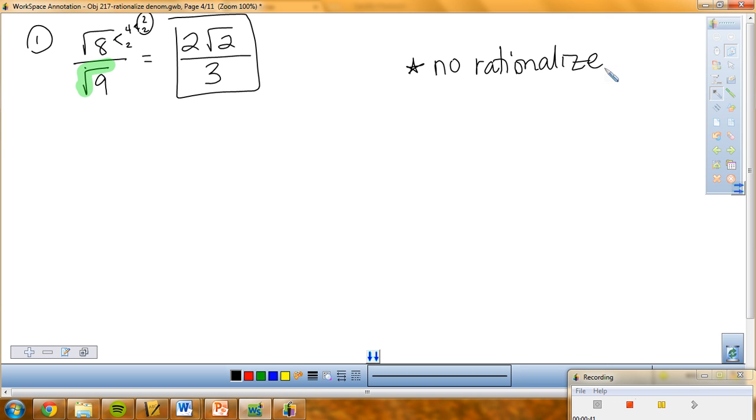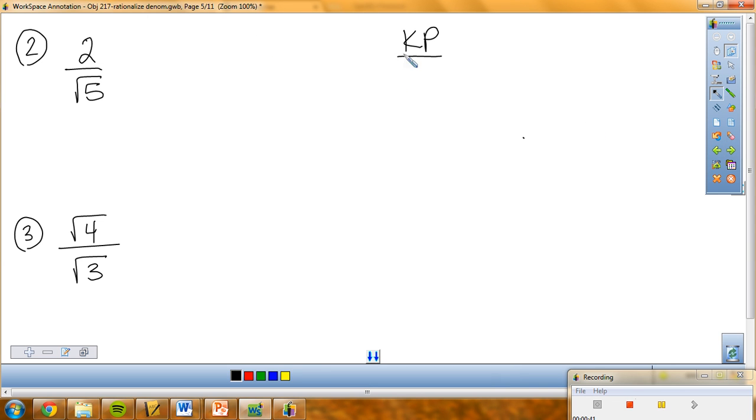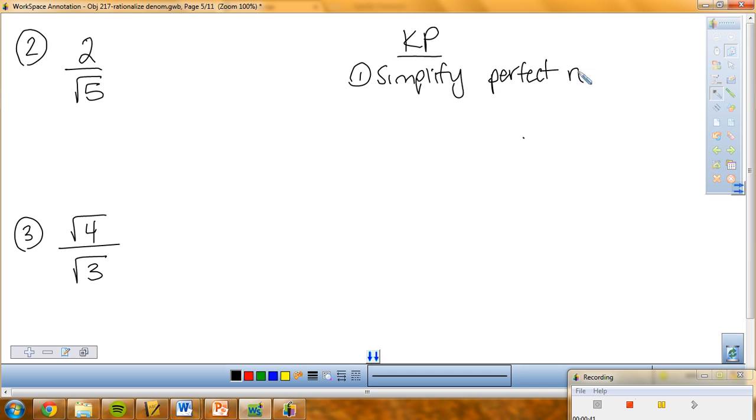So here, no rationalizing, because the perfect root kind of fixed itself. So that's something we need to be thinking. Sometimes we get wrapped up in all this rationalizing and we forget to look for the perfect roots, which is going to be a lot easier than actually rationalizing. So that actually is our first key point: simplify perfect roots. So if you see a perfect root, you want to simplify that first.